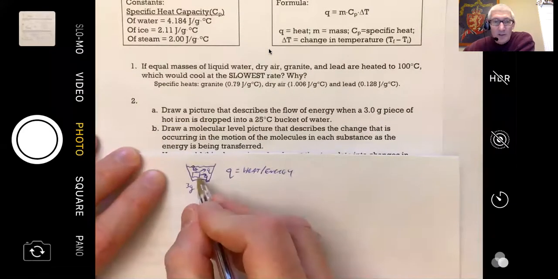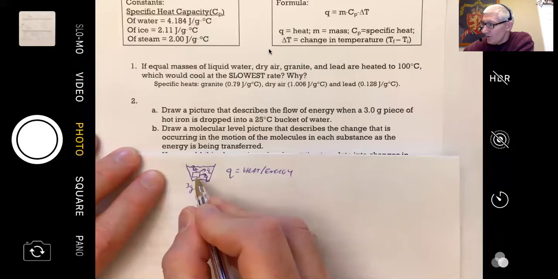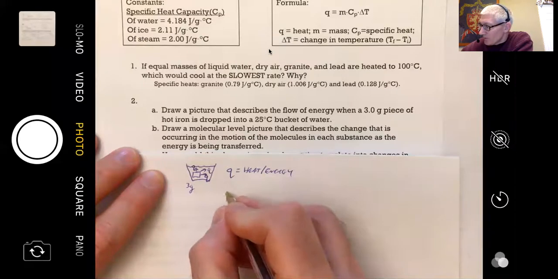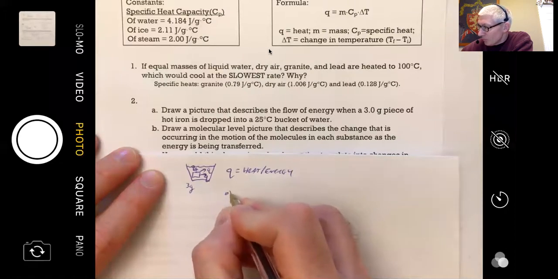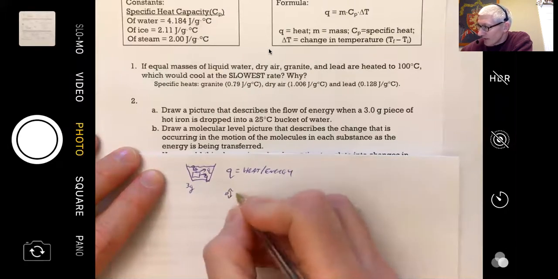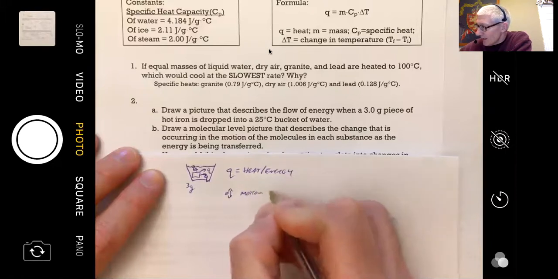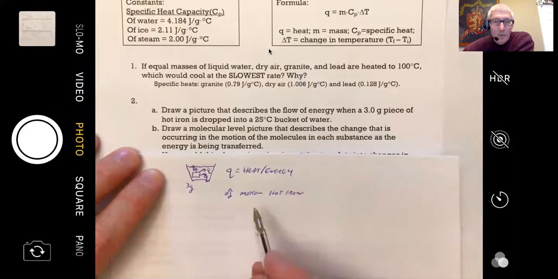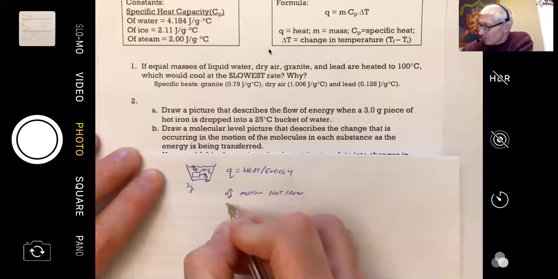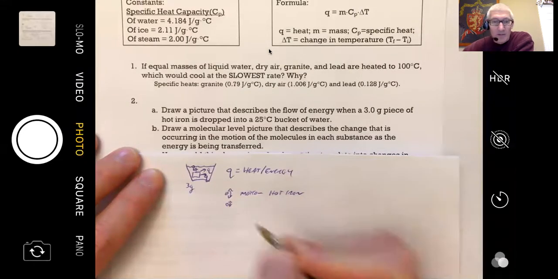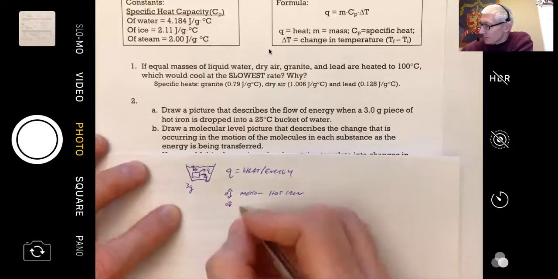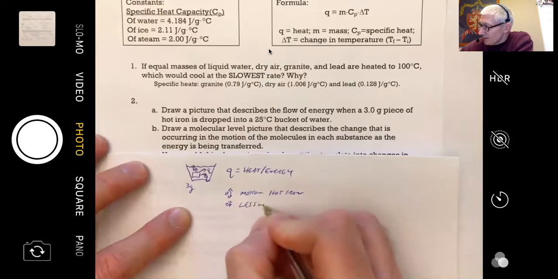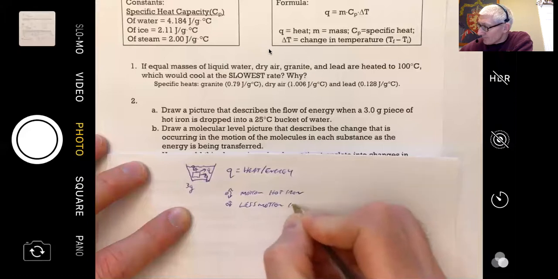You could literally think about the molecules of that hot iron, which originally are really, really vibrating and wiggling and moving, and there's a lot of motion in the hot iron. And then as it cools, there's going to be less motion. So there's going to be less moving about. So, less motion in cooling iron.